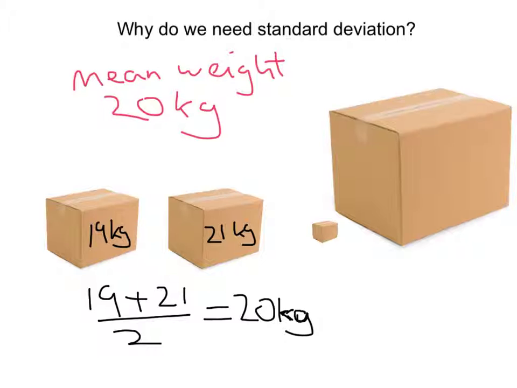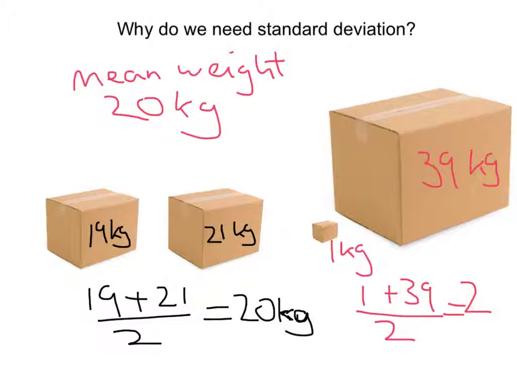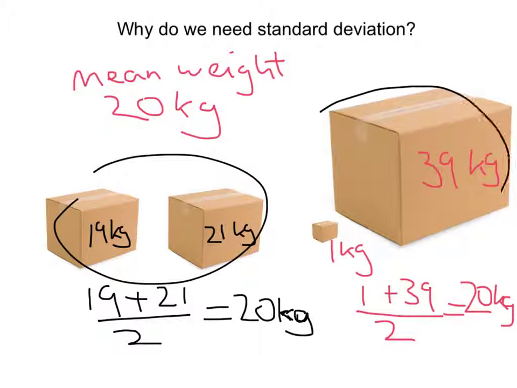But it could also be the case that one of the boxes is just 1 kilogram and the other one could be up to 39 kilograms. So if we find the mean of these two, 1 plus 39 over 2 is still the same mean of 20 kilograms, but you can see there's a huge difference between the two different scenarios. So the standard deviation gives us a much better idea of the spread, or how far away each of the samples are away from the mean.